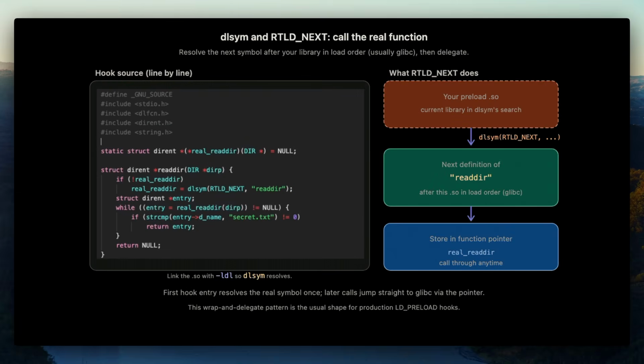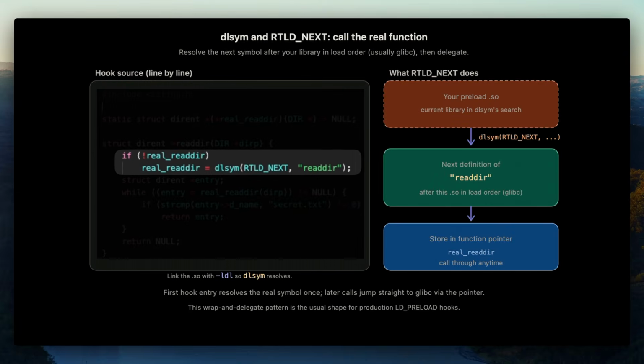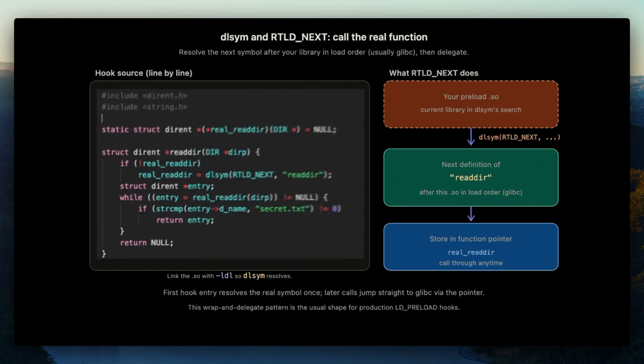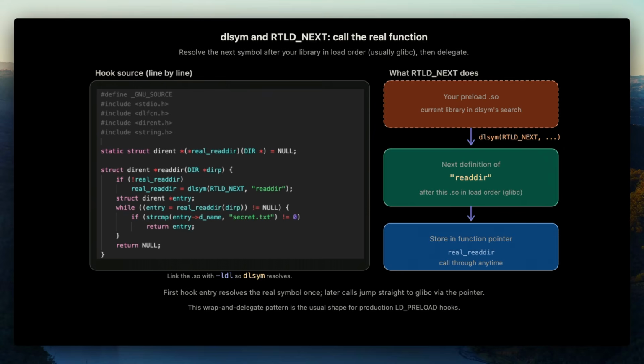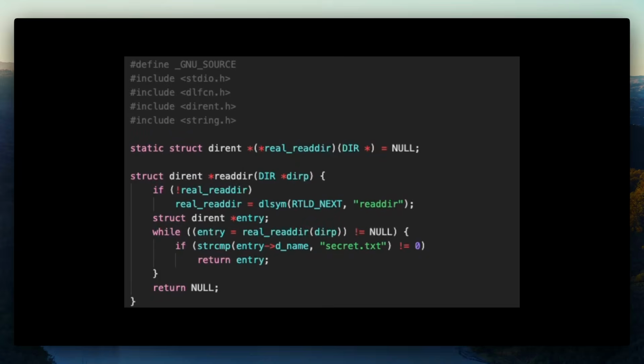dlsym with RTLD_NEXT says, find the next definition of this symbol after the current library in the load order. In other words, find the real readdir in glibc. We store it in a function pointer the first time the hook runs. Then we can call through to the real implementation whenever we want. This is the pattern you'll use in every serious hook you write. This is the complete file hiding hook.